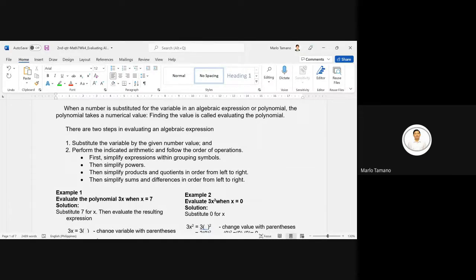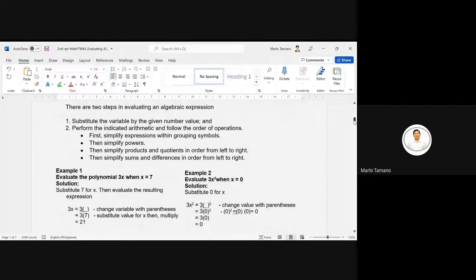Multiplication from left to right. Another, simplify the sums and differences in order from left to right. Kapag merong tayong ipa-plus sa left, magpa-plus muna tayo bago tayo mag-subtract. So, simplify sums and differences in order from left to right.